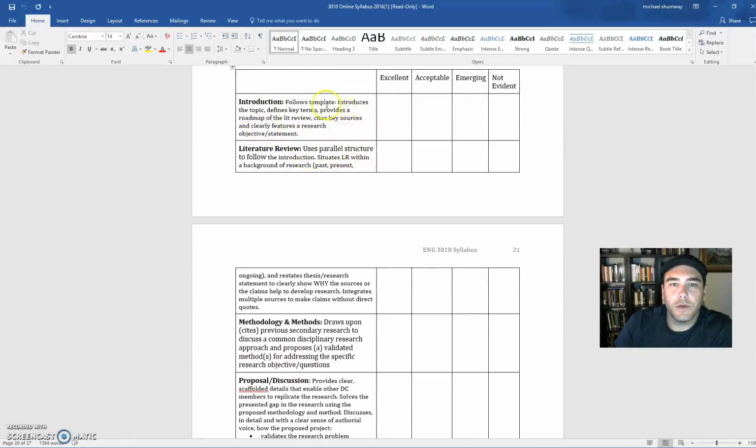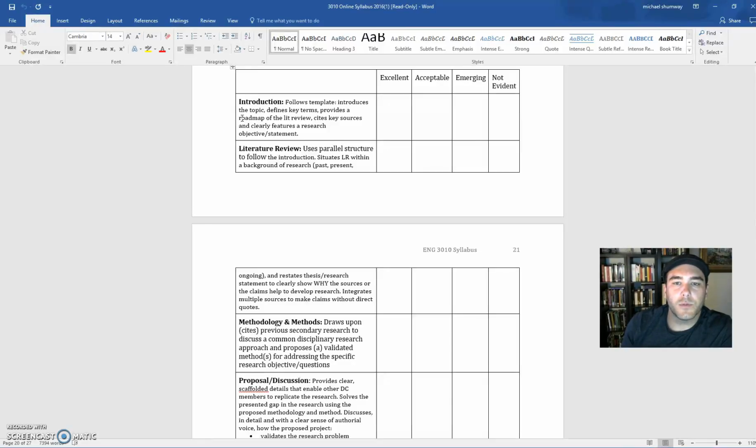The introduction: you introduce the topic, define any key terms if we need to, and provide a roadmap. And all we mean here is, are you saying, this is what I'm going to do in this literature review, because you're going to be covering that section.